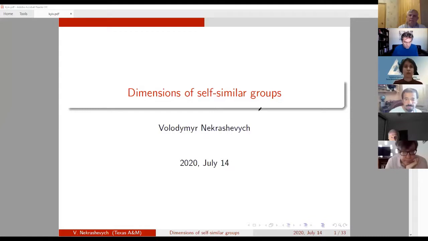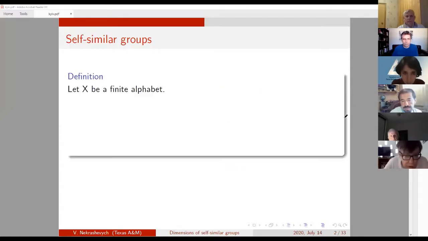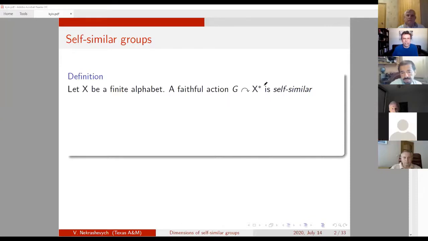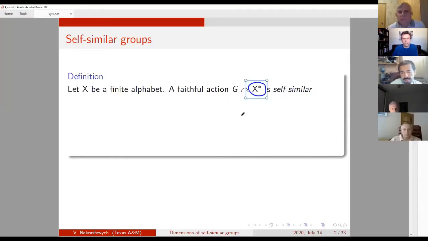So I want to talk about some dimensions for self-similar groups. At first, let me start with the definition. What is a self-similar group? We start with a finite alphabet, just a finite set. And then we consider X star, which is the free monoid generated by this finite set.